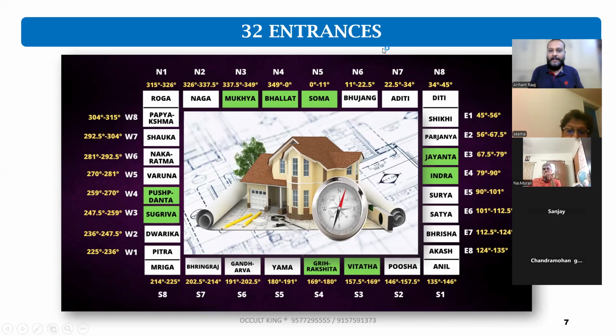how many entrances are there? There are 32 entrances. How are the entrances divided? Let's say this is your property, and if I divide it into 4 directions, each direction will be 90 degrees. If I divide further, it will be 45 degrees. If I make 16 zone partitions, each zone will be 22.5 degrees. If I divide it into 32 entrances, each entrance will be 11.25 degrees. Here it is given directly as 11, but it is actually 11.25 degrees. So 11.25 degrees will make one entrance.